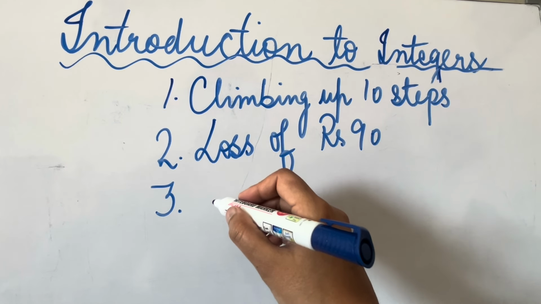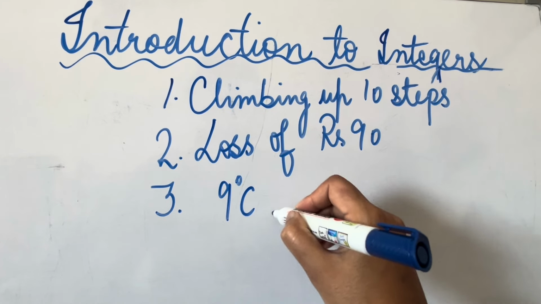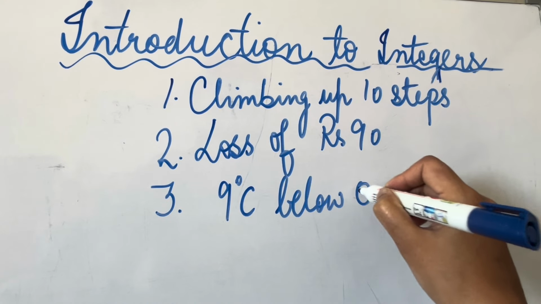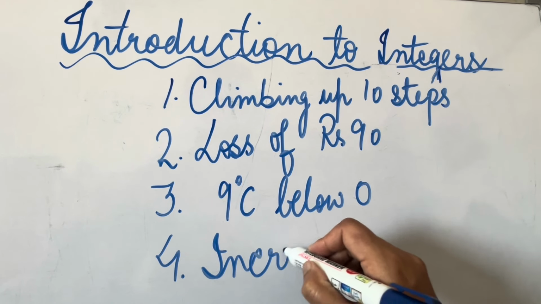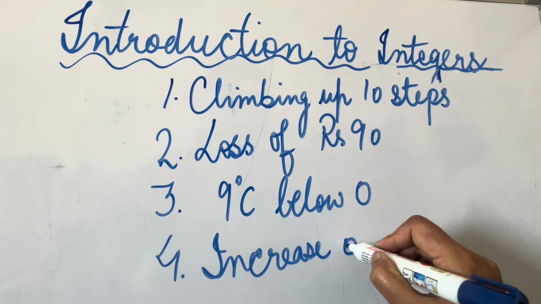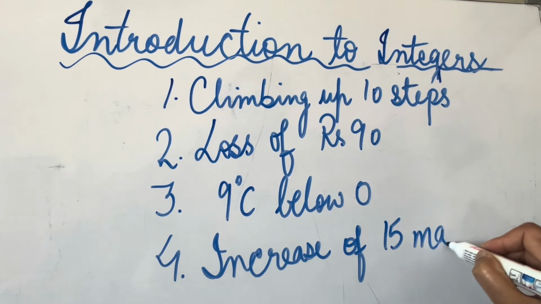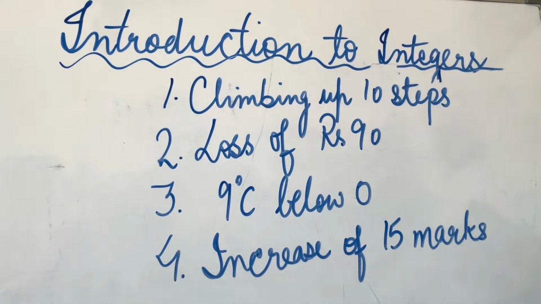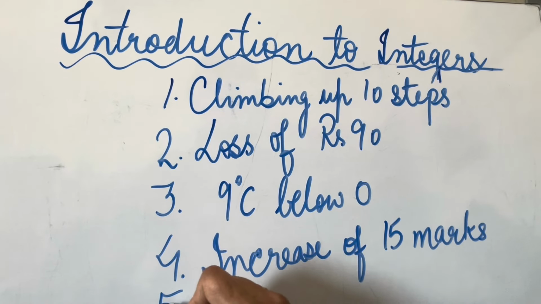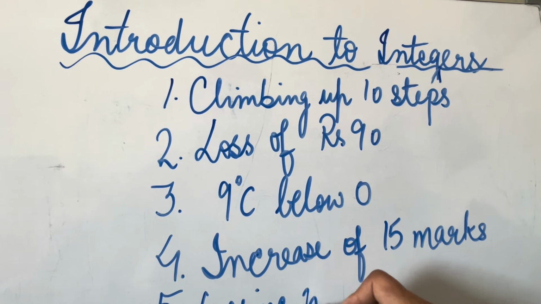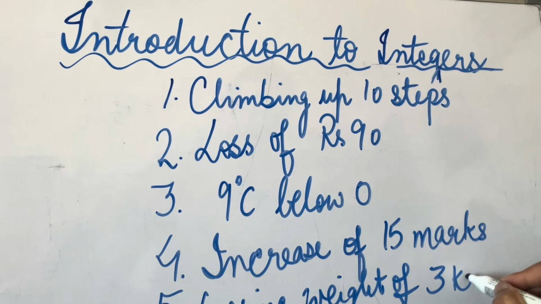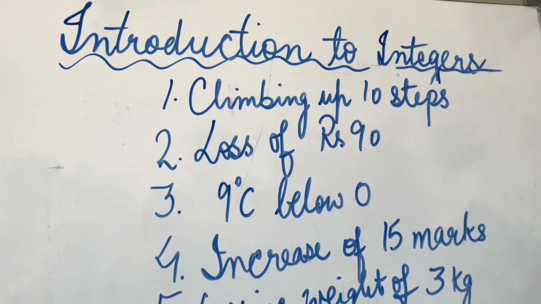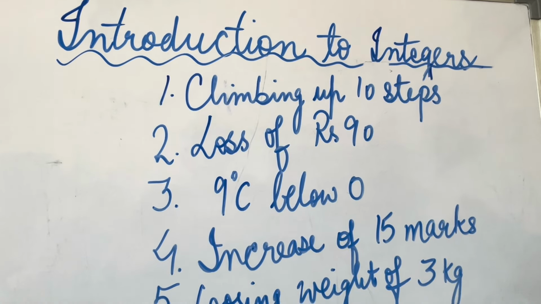Third one, yes, temperature can also be there. 9 degrees Celsius below 0. Then fourth one, suppose you have got your paper rechecked, there is an increase of 15 marks. Then a simple situation from your life, losing weight of 3 kilogram. Now tell me, which ones are the positives and which ones are the negatives?